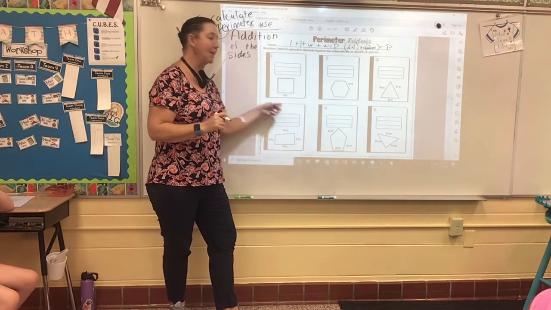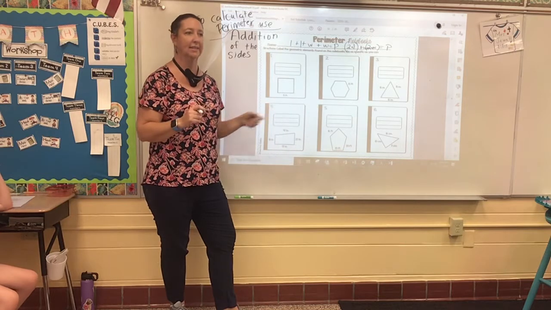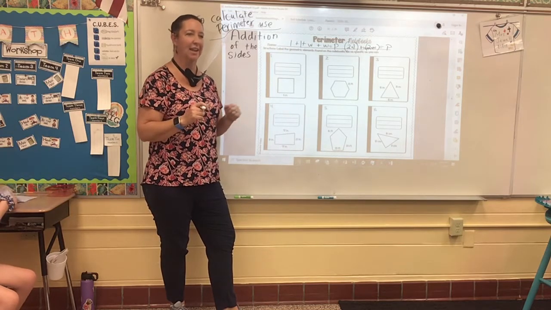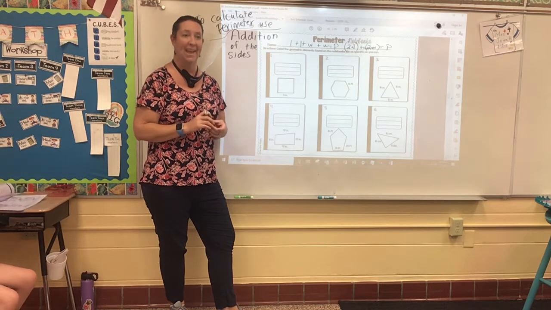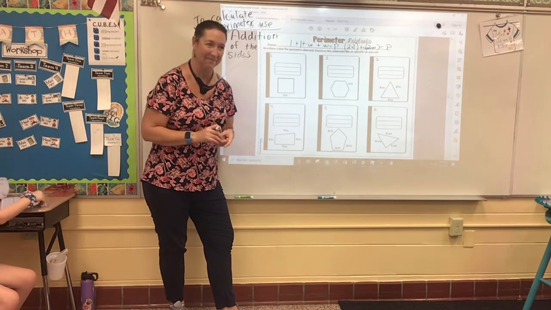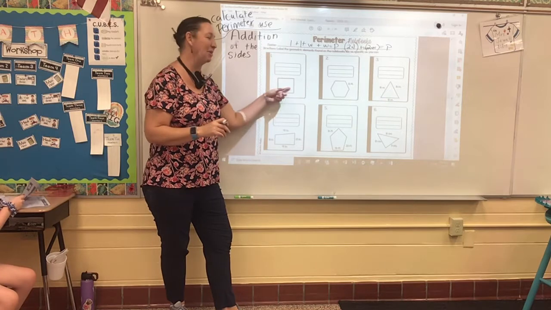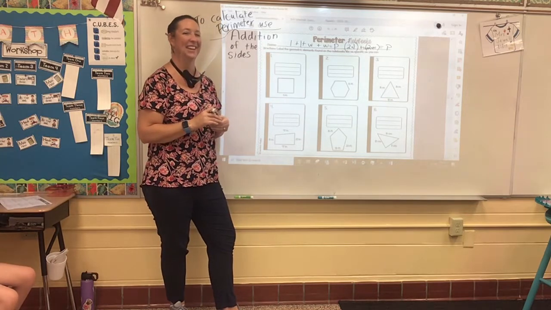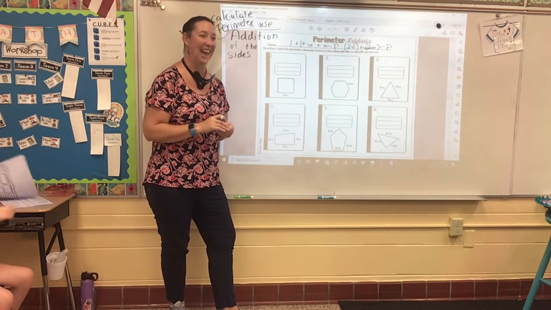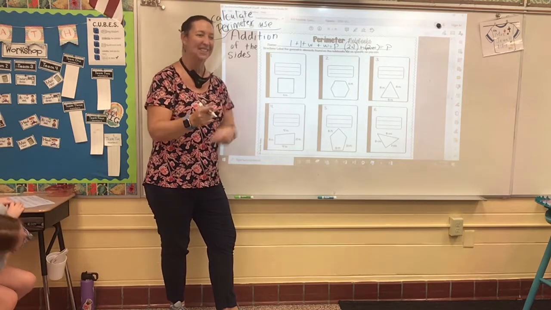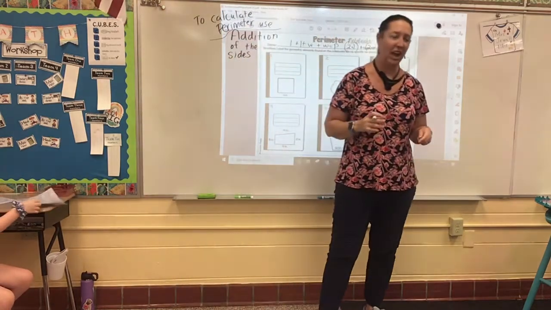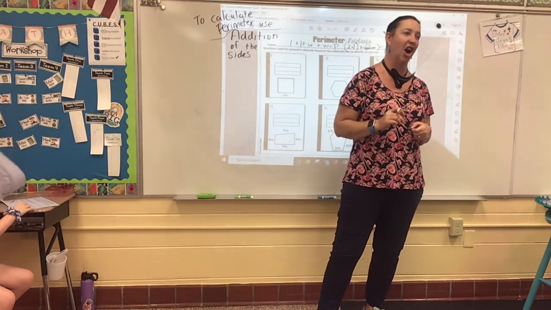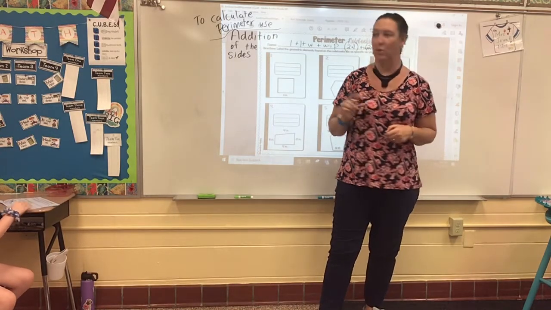So what type of figure is this? If I was to give it a name, what type of figure would it be? I should see more than one hand up. You all know what that type of figure is. It is called a square. Very good. And the definition of a square is that all sides are equal.